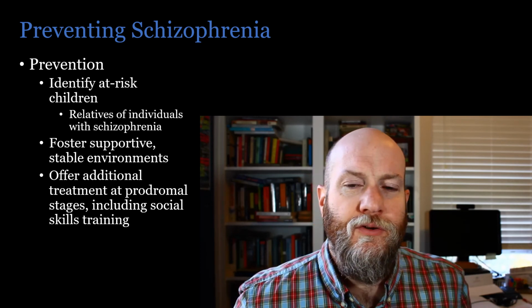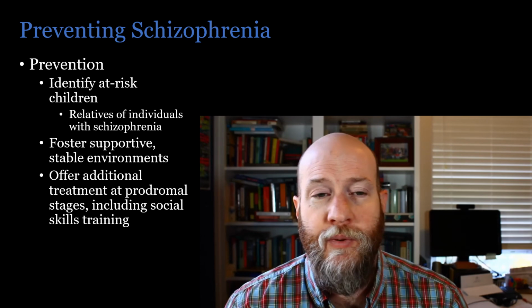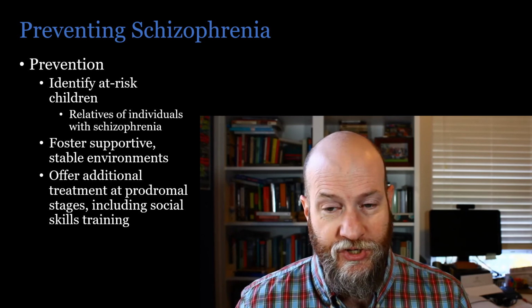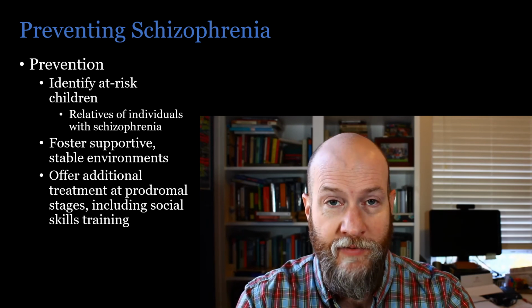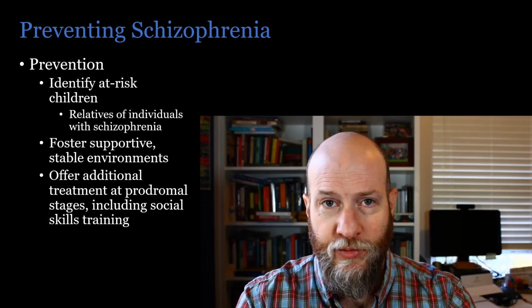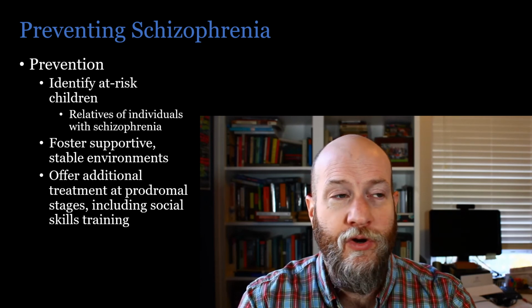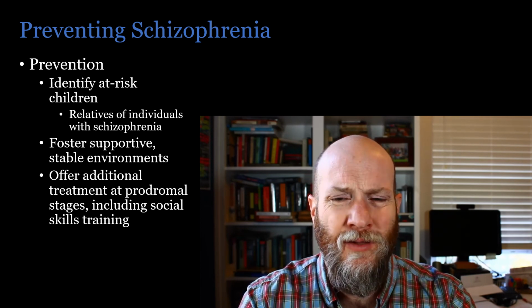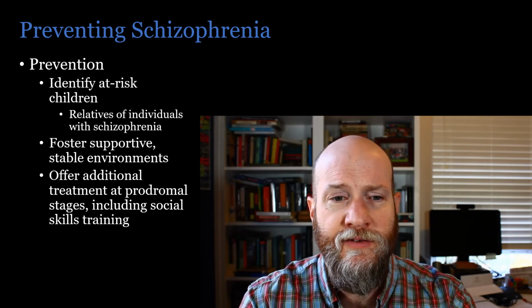One thing we can do is to try and identify people who are at risk in childhood for developing it. Now, of course, we know the more shared genetics that you have, the more at risk you are. So relatives of individuals with schizophrenia might be your first line identification of at-risk people. But you look for individuals that are starting to manifest those early negative and disorganized symptoms, who might be entering that prodromal phase.